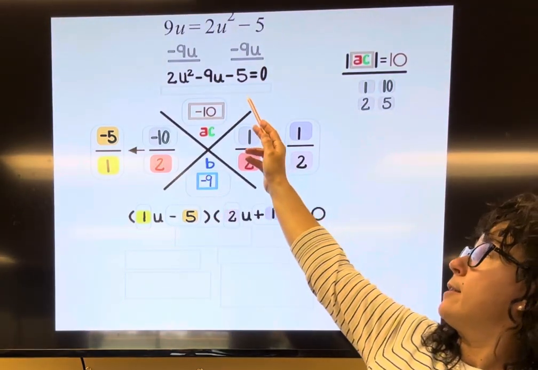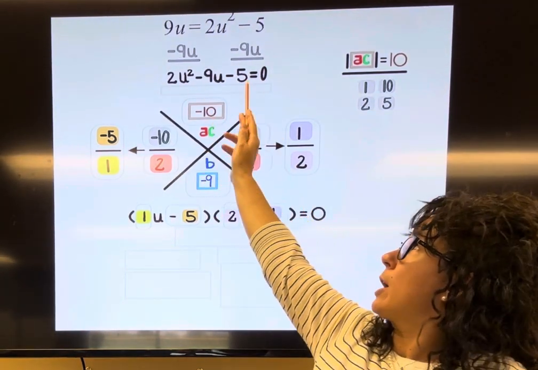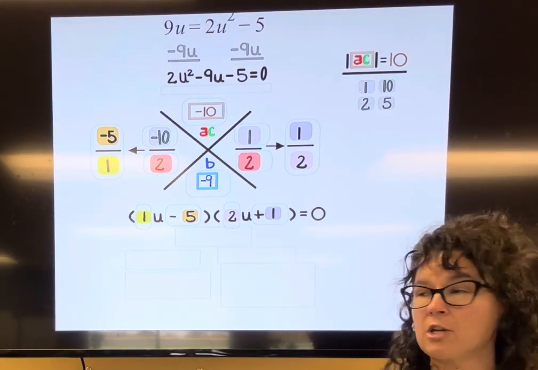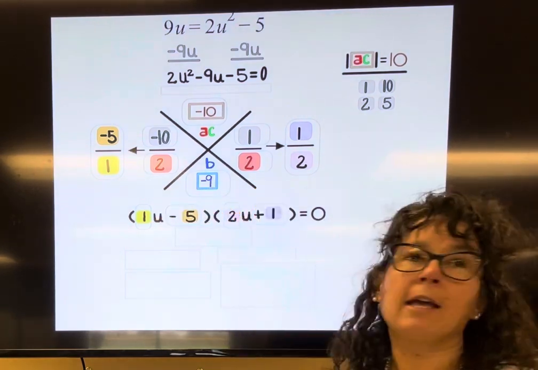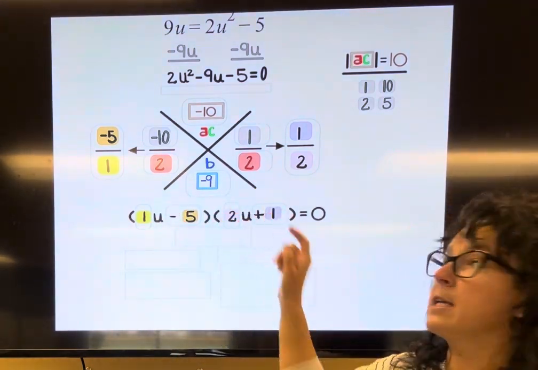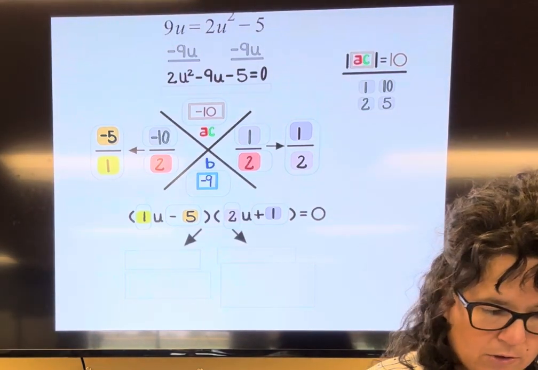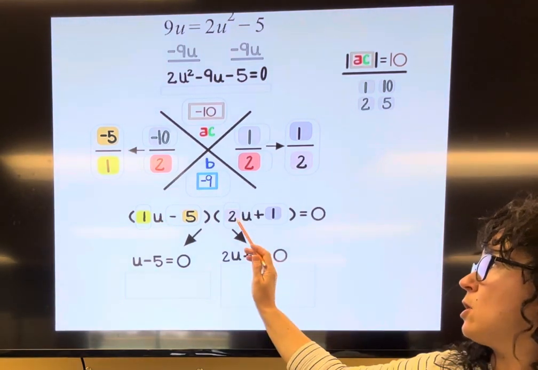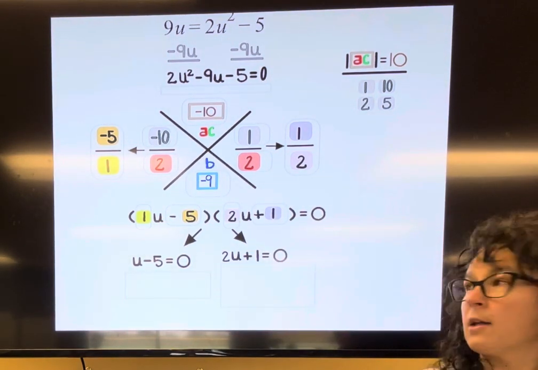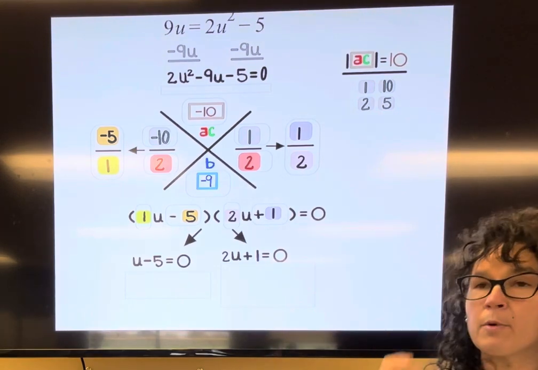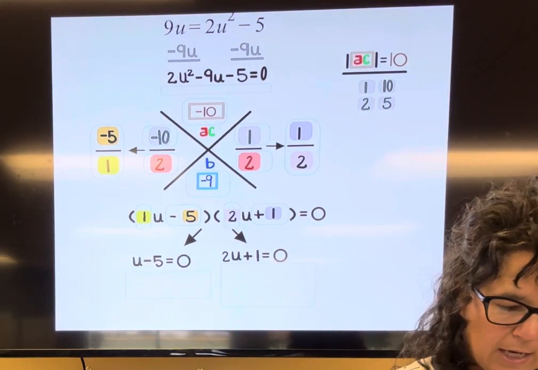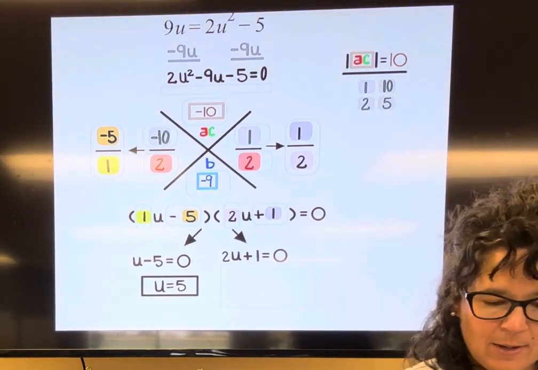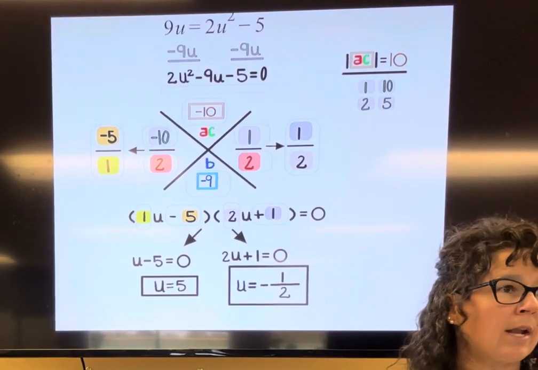Now that I've rewritten this addition subtraction problem here as a multiplication problem, I can use the zero property of multiplication. If two things multiply together to get 0, then one of those things is going to have to be 0. So I'm going to create two separate equations. Either the u minus 5 is 0 or the 2u plus 1 is 0. Solving each one of these to find out what number makes it 0. I'm going to add 5 to both sides and I get 5. In this one, I would need to subtract 1 and then divide by 2. So I end up with negative 1/2.